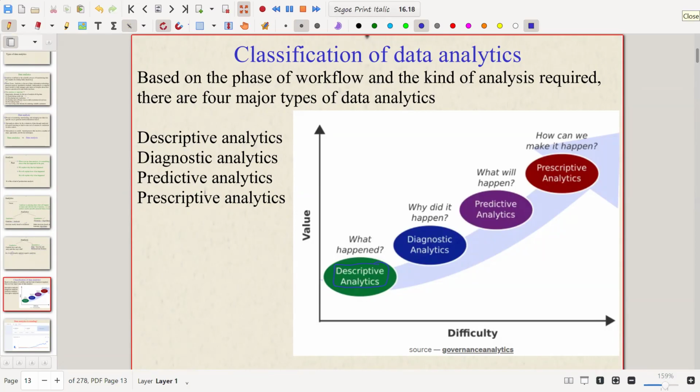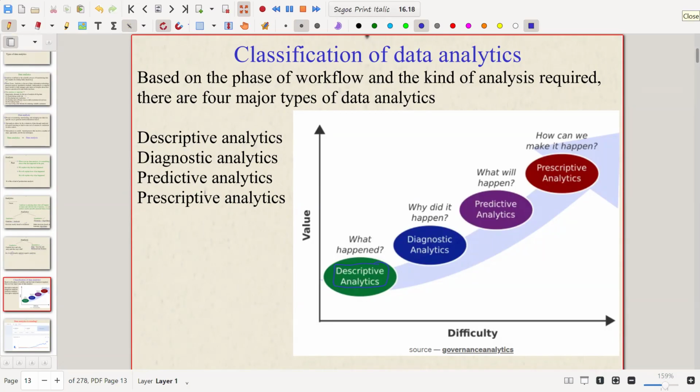Diagnostic analytics. Why did it happen? Why did the scenario happen in the first place? Predictive analytics. What will happen? Can I make it more profitable? What do I need to do to make it more profitable? Prescriptive analytics. How?